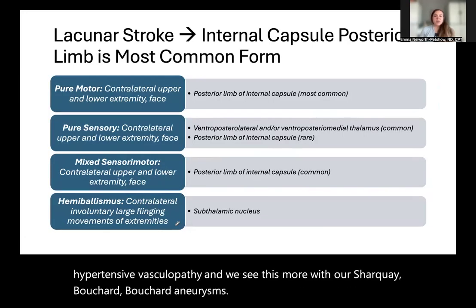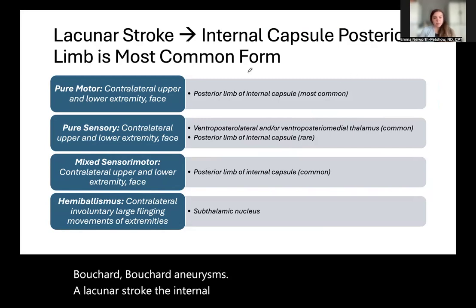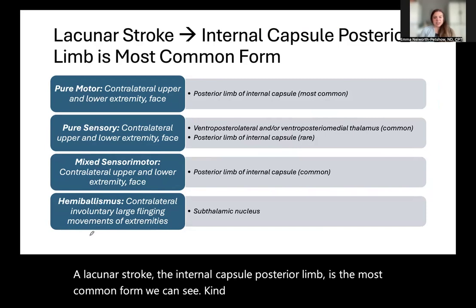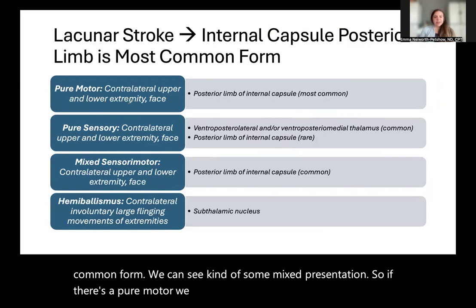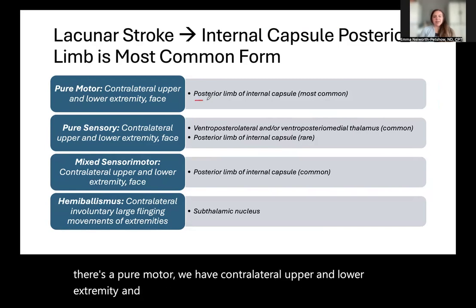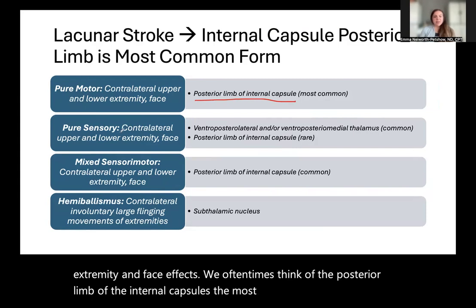A lacunar stroke, the internal capsule posterior limb is the most common form. We can see some mixed presentations. So if there's a pure motor, we have contralateral upper and lower extremity and face effects. We oftentimes think of the posterior limb of the internal capsule as the most common etiology. Pure sensory, contralateral upper and lower extremity and face.